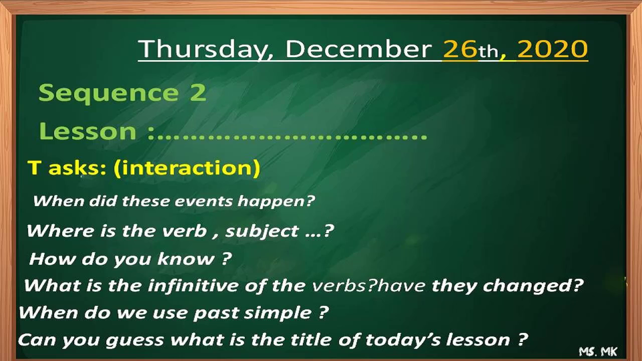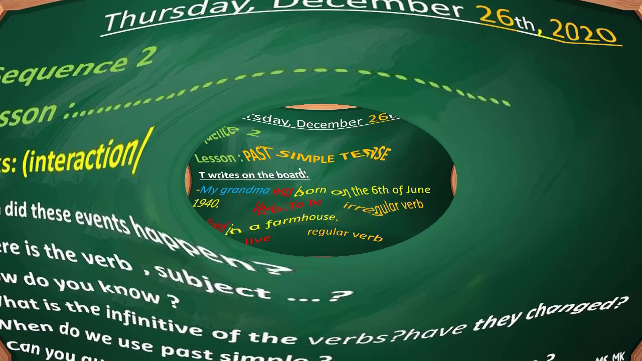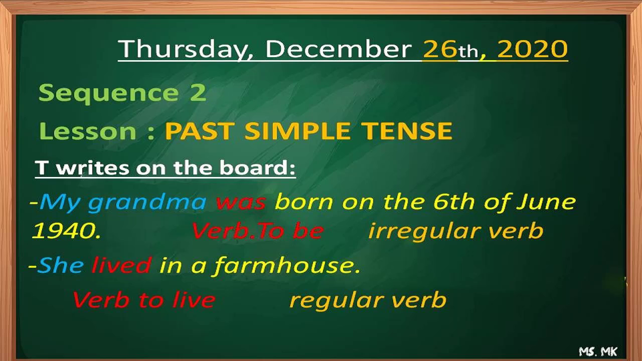You're going to write the title of the lesson, past simple tense. Then, you're going to highlight the subject, my grandma. You highlight the verb, was, and the second verb, lived. You're going to write the infinitive of the verbs, of course, in interaction with your pupils: verb to be and verb to live.